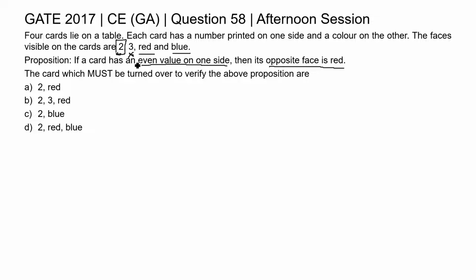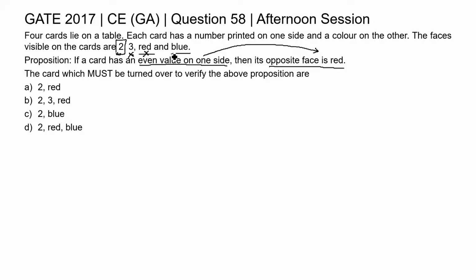So here in this proposition, the condition is that if the card has an even value on one side. It is not saying that if the face is red, then the value is even. It is saying that if a card has an even value on one side, then the opposite face is red. It means we must check only the even value. So we need not check this red card, because whether this red card has an even or odd number on the other side, there will be no effect on this statement.